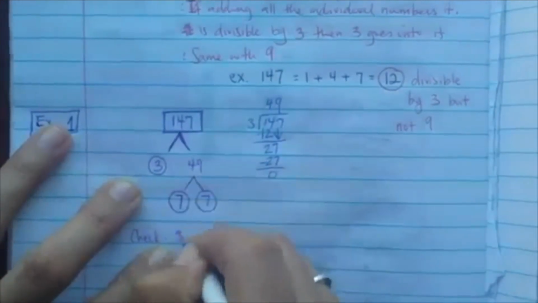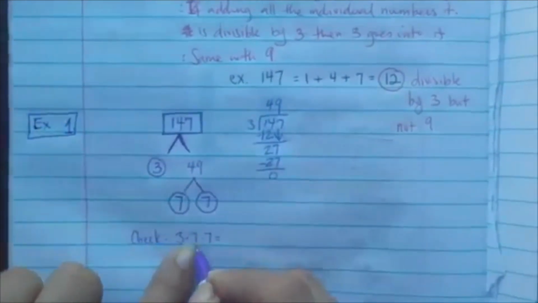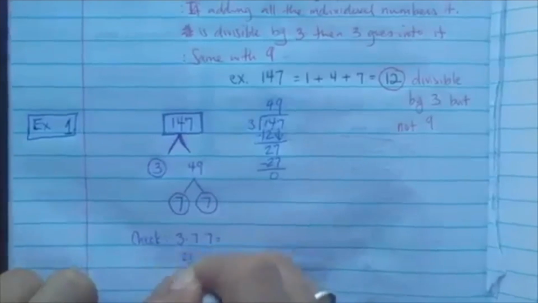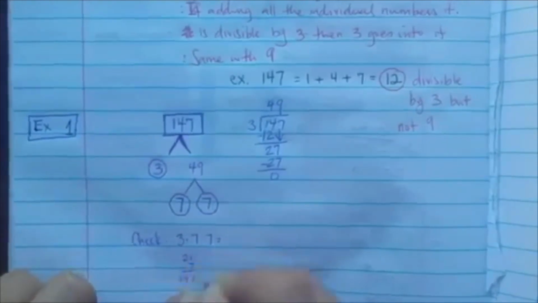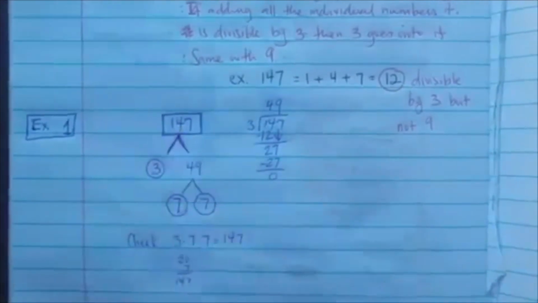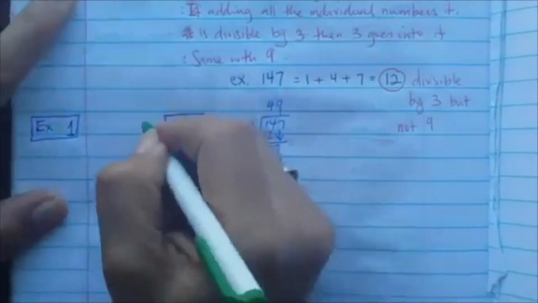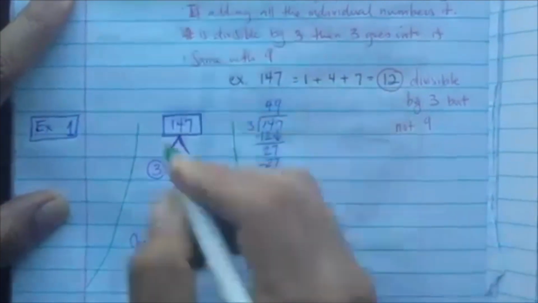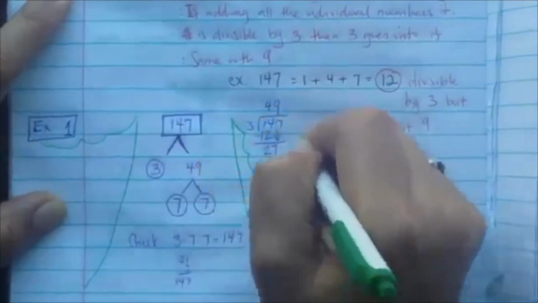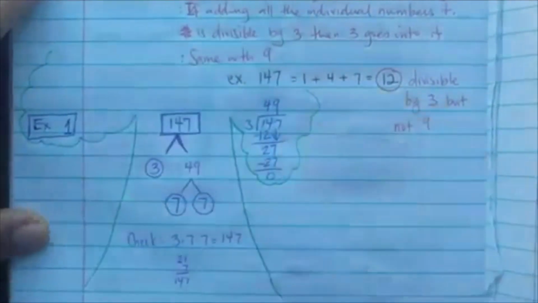And then you can check it. 3 times 7 times 7. When you multiply all your circles, it should give you the original number. 3 times 7 is 21. 21 times 7 is 147. So that's how you break it down. It's going to be very important to be able to break down a number into its prime numbers.